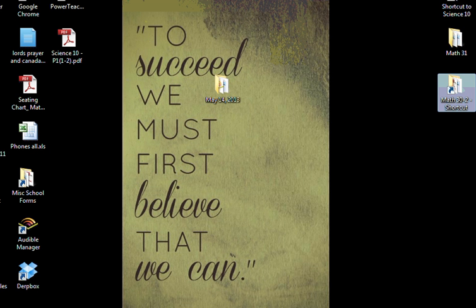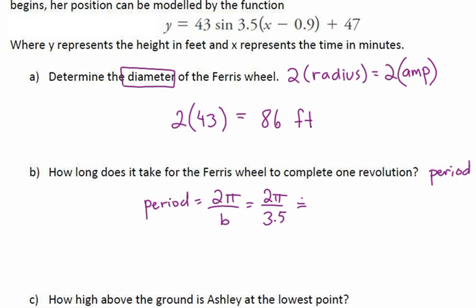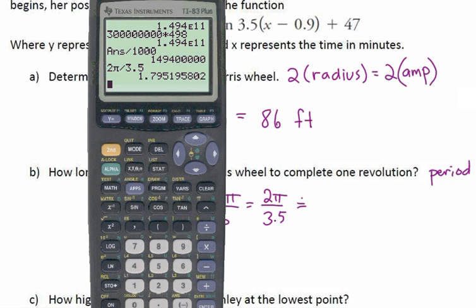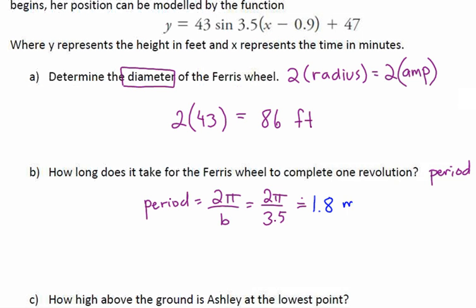So let's type that into our calculator because we want a time. 2 pi over 3.5 is how much time? Now this time was in minutes. That's pretty quick. Does that seem pretty quick to you? One full revolution in about 2 minutes? Yeah, that's about right. So rounding it to the nearest tenth is 1.8.